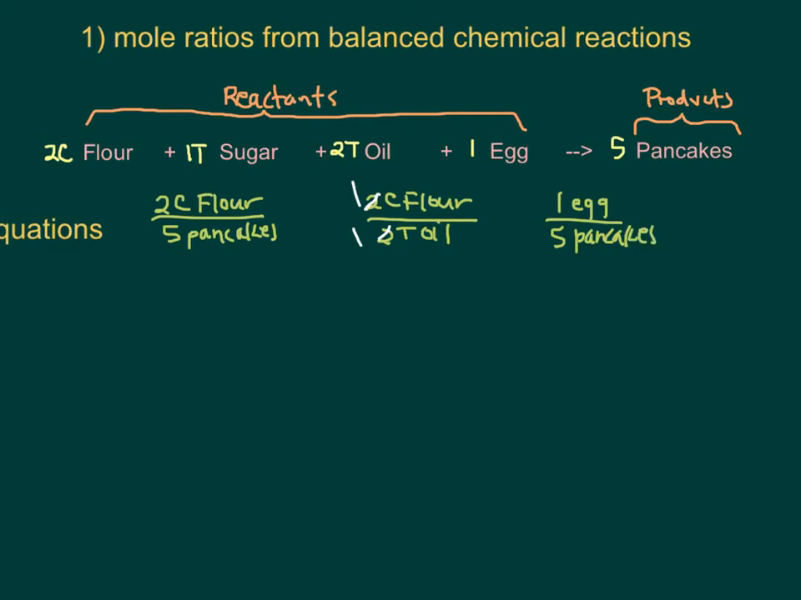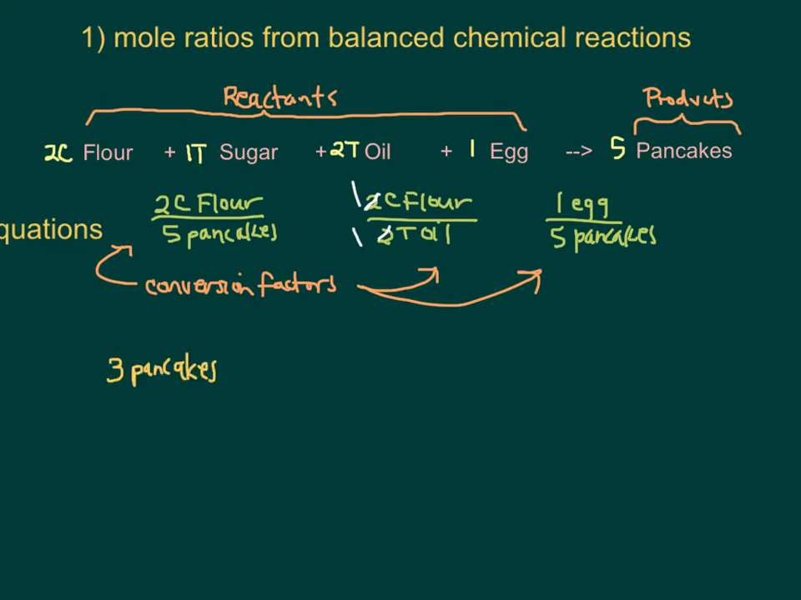So I could do this for every single one of these reactants. I could write ratios between the reactants, and I can write ratios between the product and the reactants. But the point is that I can write ratios. And I can then use those ratios as conversion factors. What do I mean by conversion factors? Let's say I don't want to make 5 pancakes. I only want to make 3 pancakes because 5 just seems like way too many. I can adjust my recipe so that I will yield 3 pancakes as opposed to 5 because I have a recipe with ratios between the reactants and the products.